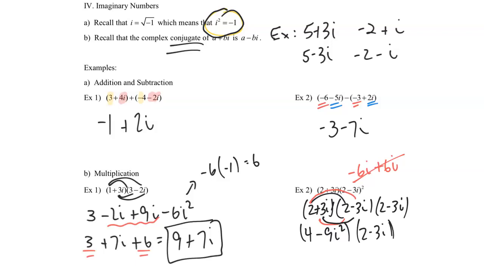Now, what do we know about minus 9i squared? From the discussion in example 1, we know that really turns into plus 9. So this is going to be 4 plus 9, which ends up giving me 13, and then times 2 minus 3i, and now I just need to distribute my 13 in order to end up with the answer, which is going to be 26 minus 39i.